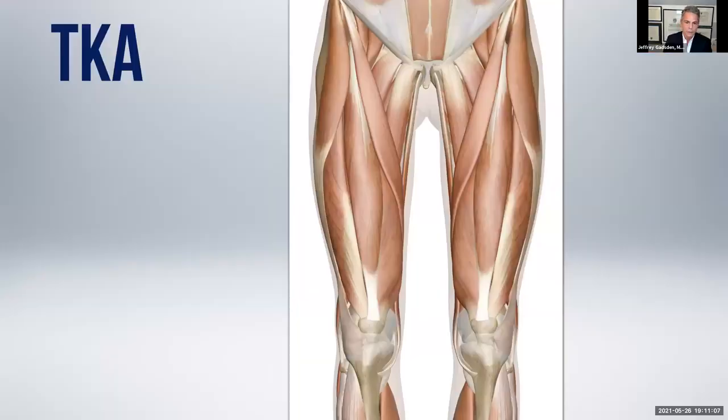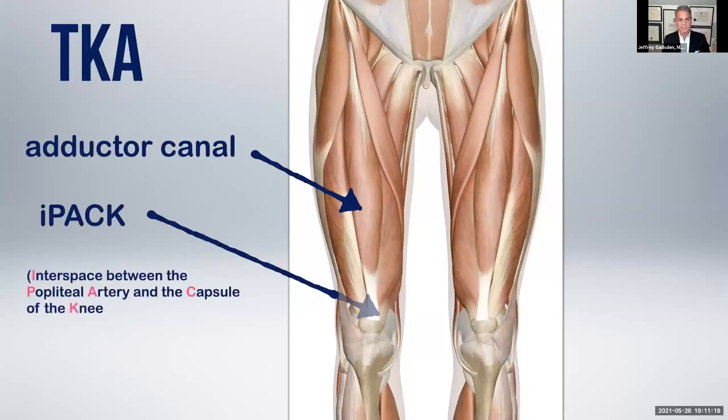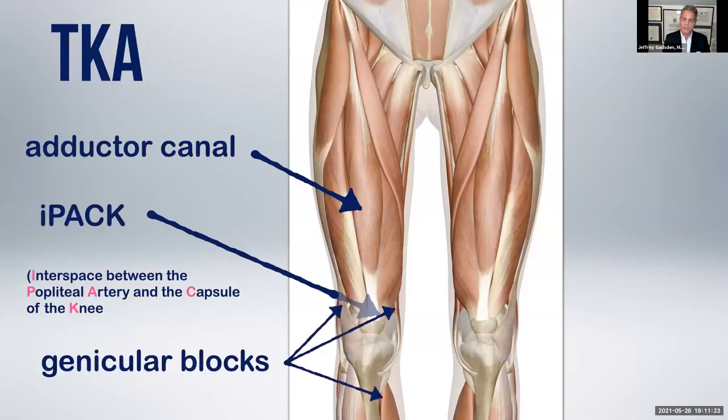And so we can conceive of a set of blocks that take advantage of that innervation. Adductor canal being one of them, and we'll talk a bit about how that's done. The iPACK, which stands for the interspace between the popliteal artery and the capsule of the knee, and then our genicular nerve blocks, which we'll talk about last.